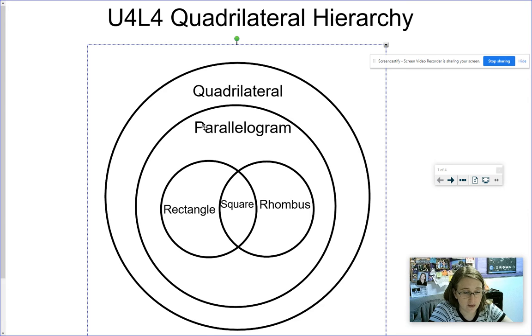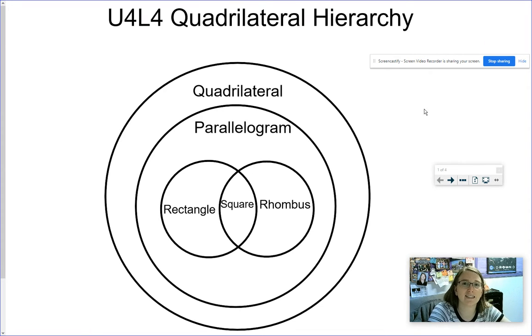Now, what this means is that there are some parallelograms that are just plain old parallelograms. They're not a rectangle, they're not a square, they're not a rhombus. There are some rhombuses that are just plain old rhombuses and not a square, right? We have part of this circle here that is not a part of square. So that's what we're going to be looking at today, is when a certain shape is always, sometimes, or never another shape. And it's based on this hierarchy. We're going to keep looking back to it.